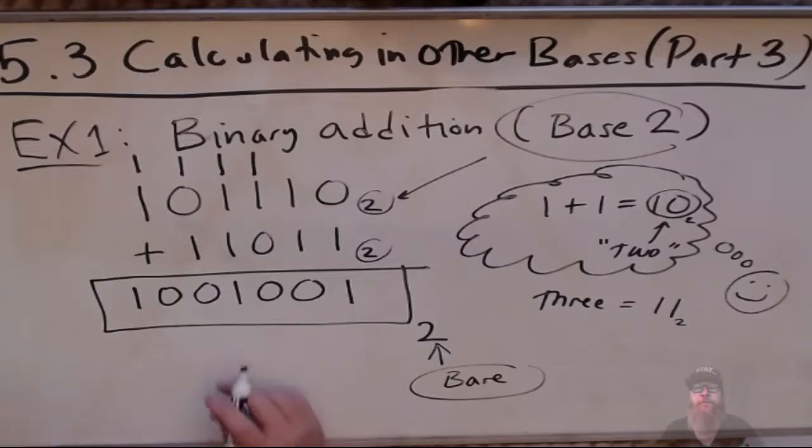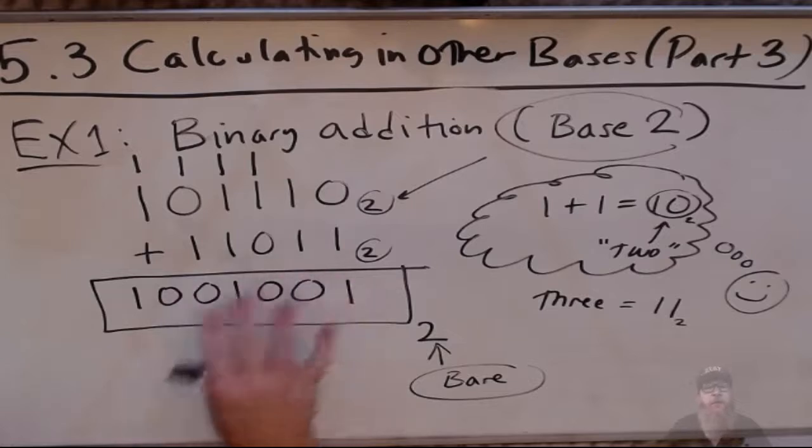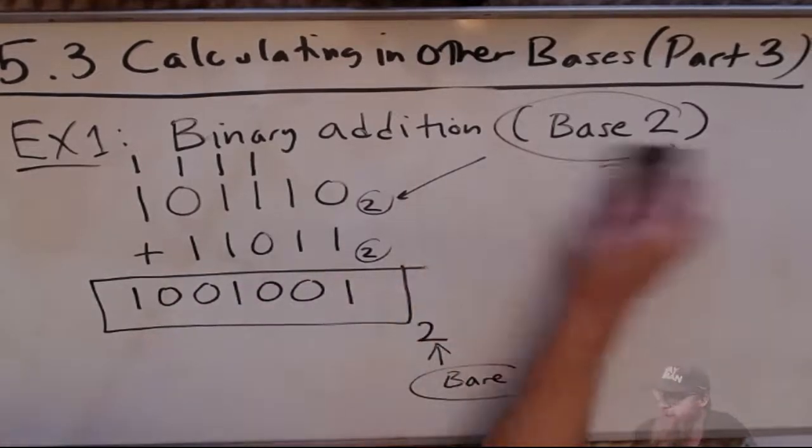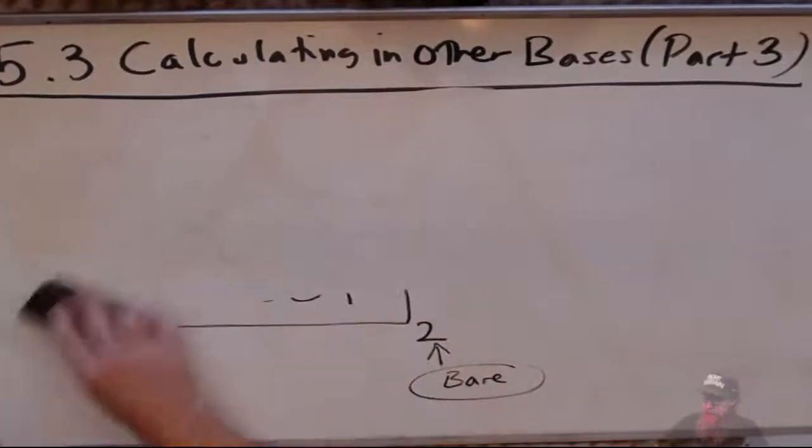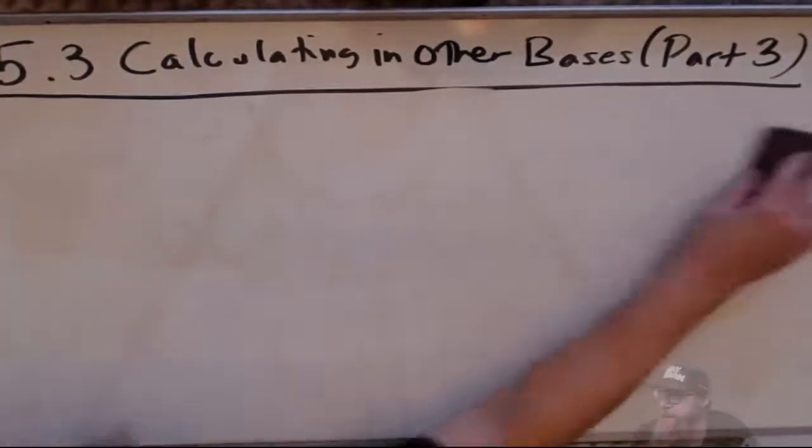Sound good? All right. This is how a calculator or a computer would calculate addition. On the screen, you see the Hindu-Arabic numerals, but inside the machine, it's adding ones and zeros.